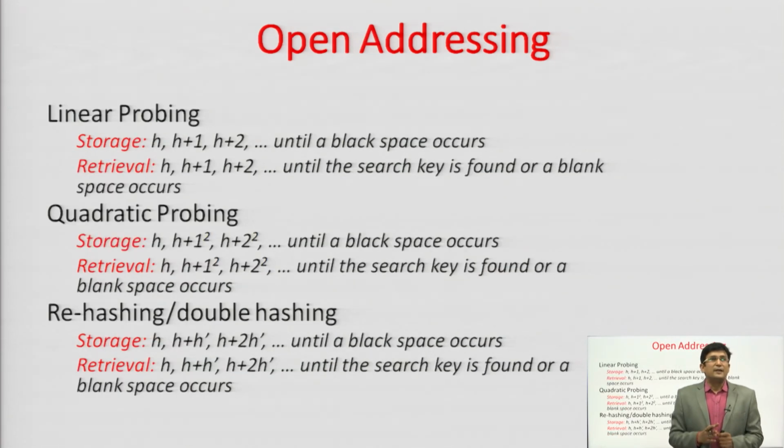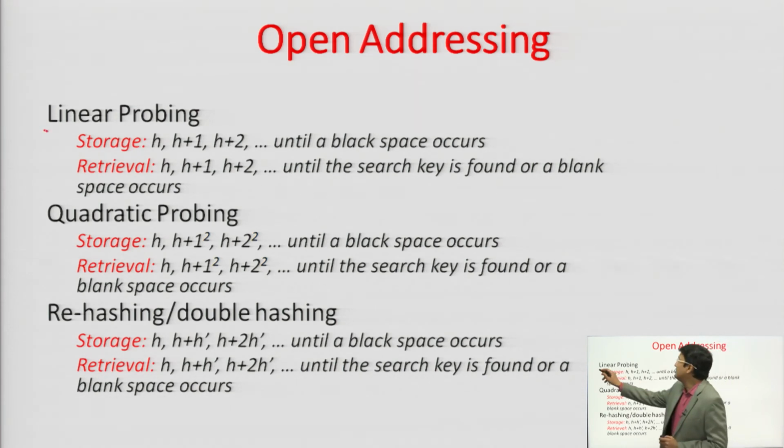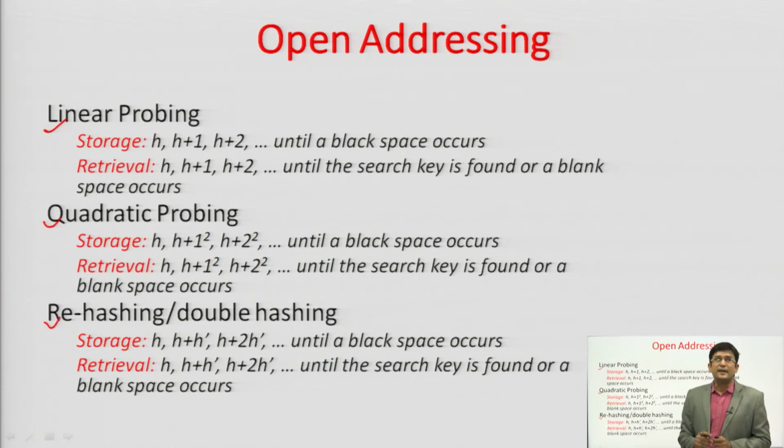आइए ओपन एड्रेसिंग के बारे में और देखते हैं. तो ओपन एड्रेसिंग मैकेनिज्म्स आर ऑफ 3 टाइप्स: लीनियर प्रोबिंग, क्वाड्रेटिक प्रोबिंग and double hashing or rehashing.